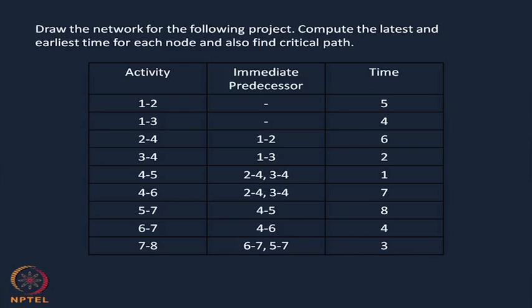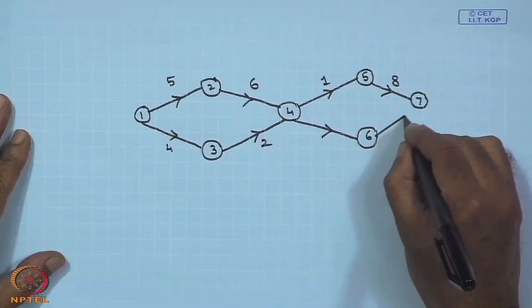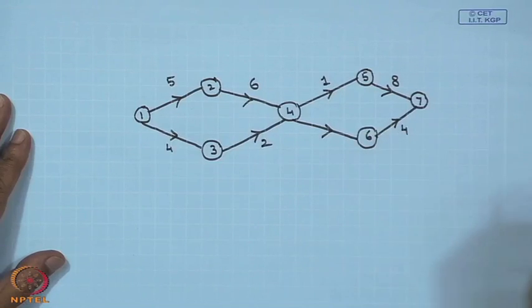The next one in the table is activity 6, 7, which can start after activity 4, 6 and the time taken is 4. So, therefore, after activity 4, 6, I can start the 6, 7. So, this one and the time taken is 4.